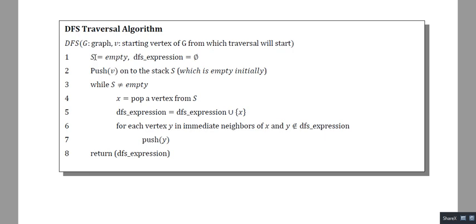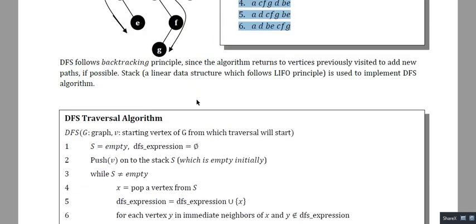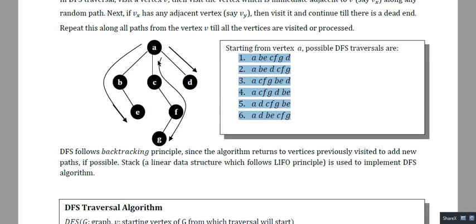So the input to the DFS algorithm is what? The whole graph, which contains a set of vertices and edges, and the starting vertex V. So step 1, we are just doing the initialization. Initially the stack is empty and the DFS traversal expression is also empty. Next, step 2, you push the starting vertex onto the stack. So in this case, A will be first pushed onto the stack.